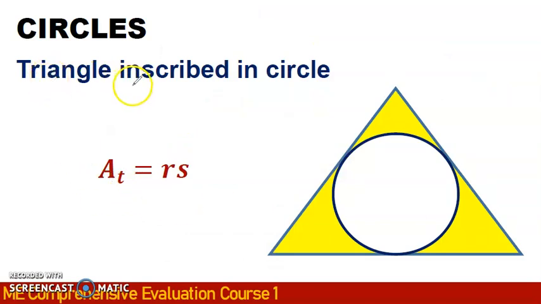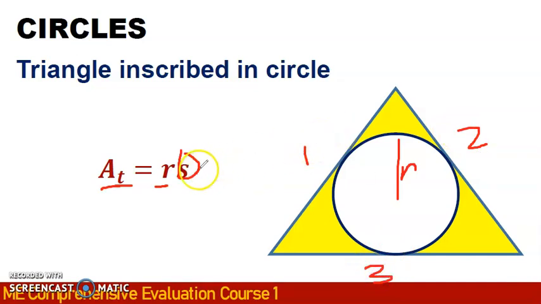Okay, the area of a triangle inscribed in a circle. So this is a triangle inscribed in a circle, meaning the circle is inside the triangle. When we have a circle inside a triangle, in order to find the area of that triangle, we just multiply the radius of the circle by the semi-perimeter of that triangle. Semi-perimeter, for example, if this side is 1, this is 2, this is 3, in order to find the semi-perimeter, just add 1, 2, and 3, then divide by 2.